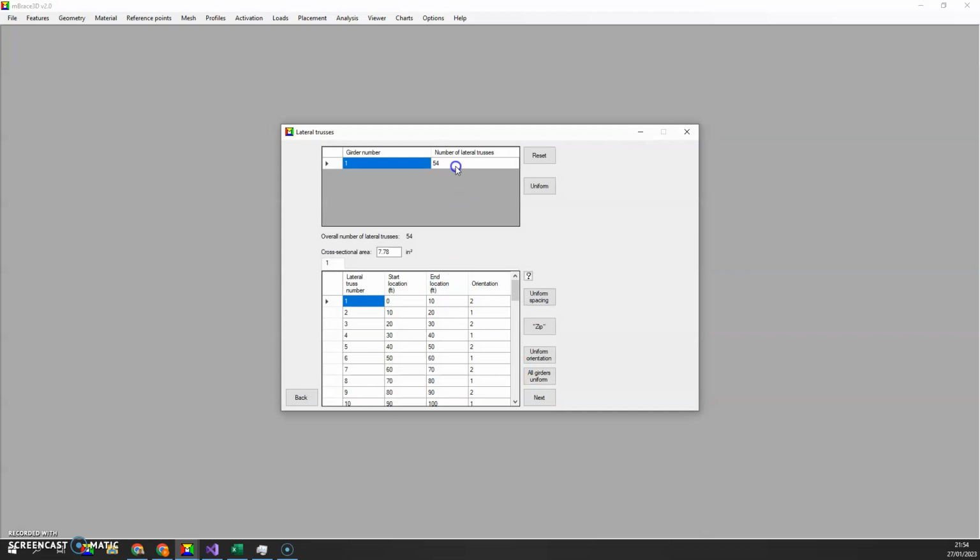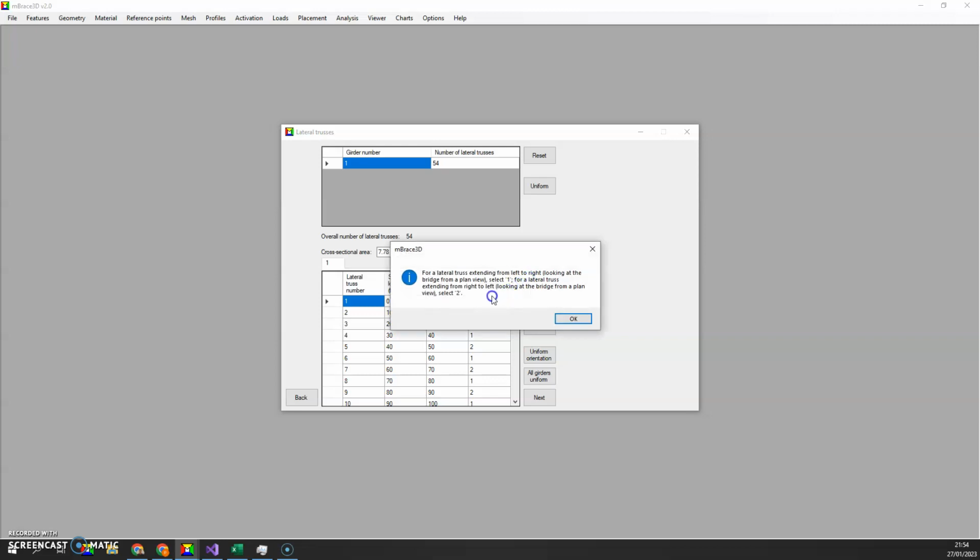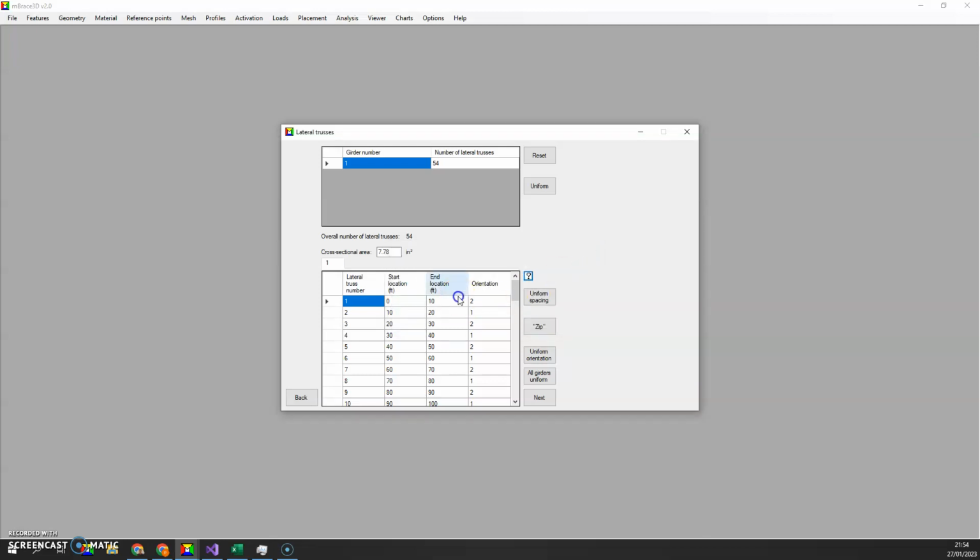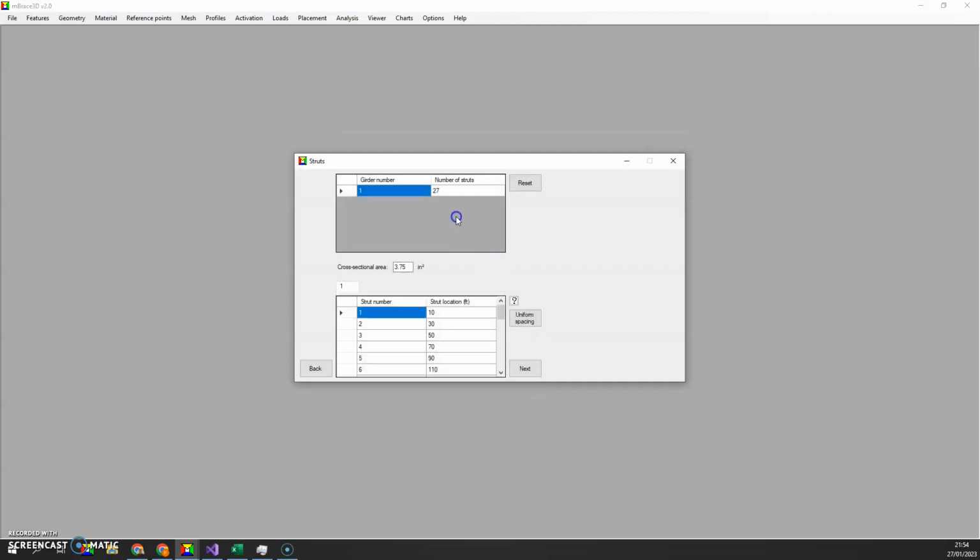I've got 54 lateral trusses, which are really top lateral braces, and you can see here they have this orientation: 2, 1, 2, 1. So 2 and 1 means whether the brace goes from the right to the left top flange or instead from the left to the right top flange. So here it is following kind of a stitching pattern. It will do something like this, 2, 1, 2, 1. Okay, we will see that visually as we complete this modeling process.